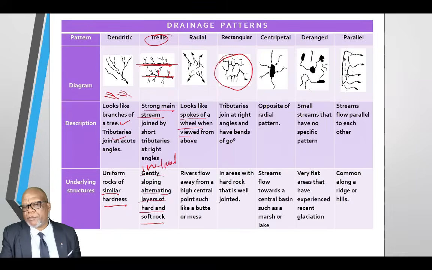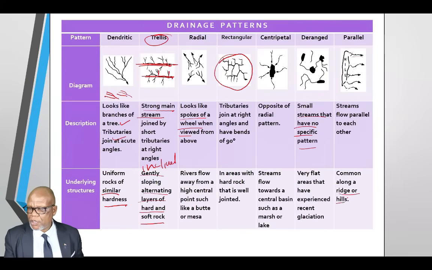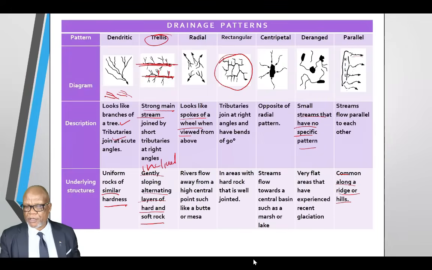Then we have this pattern, which is called deranged. The name says it: small streams that have no specific pattern. The streams flow into the lakes, out of the lakes, like that. So it doesn't have a definite pattern. And we have parallel pattern here. You can see the streams look more like the streams in a dendritic pattern, but the streams will be flowing parallel to each other. Usually it happens where we have ridges. They will occur mostly where the area is very steep. So that's where you're going to get your parallel pattern.